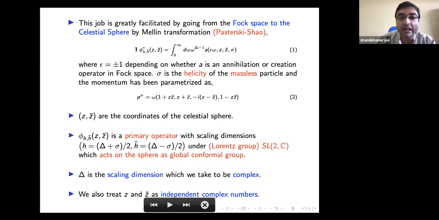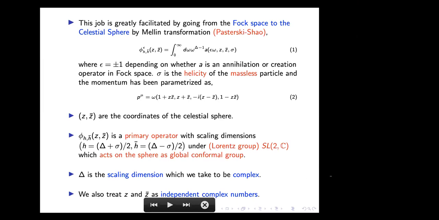So these fields are the ones that we will be working with, and this delta is the scattering dimension which we take to be complex, and we also treat these z and z-bar as independent complex numbers.